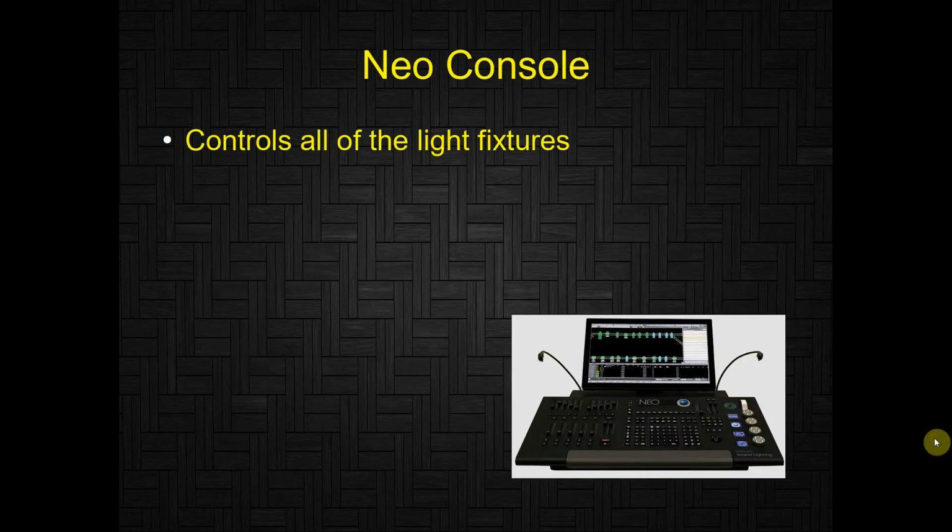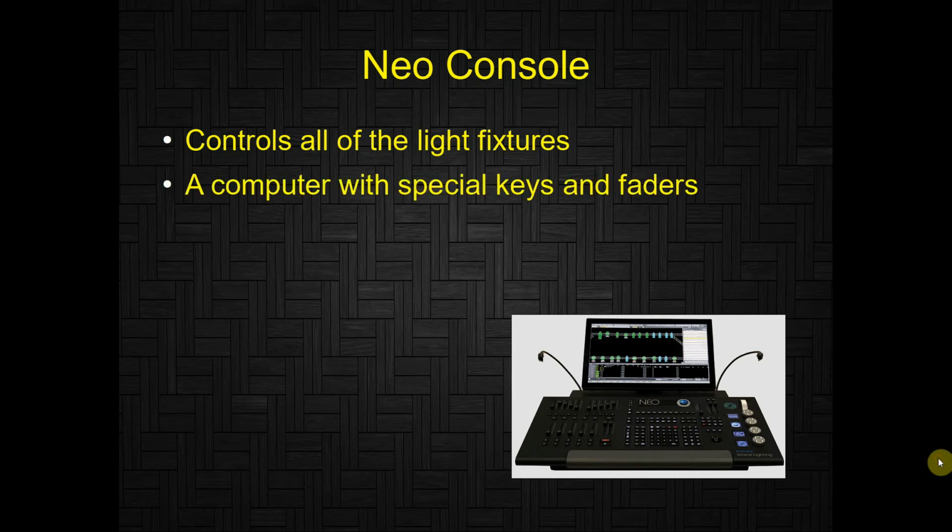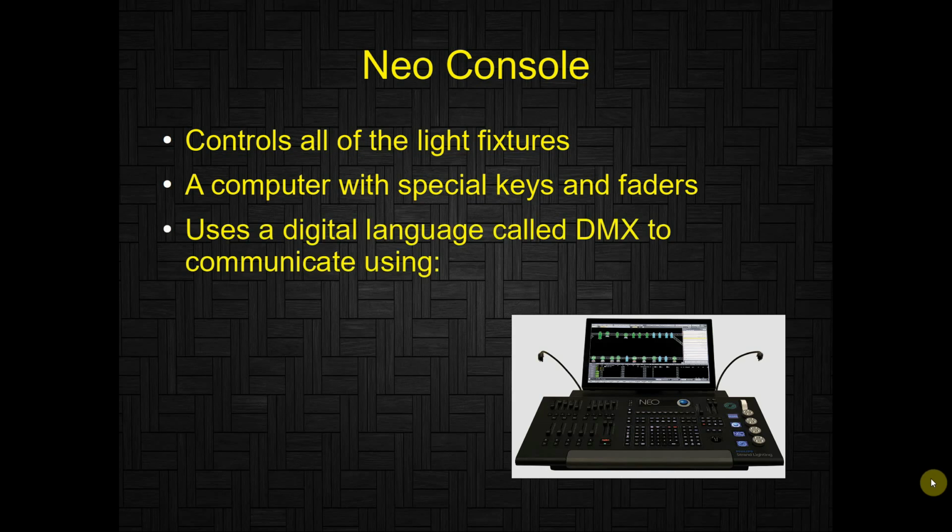So here's our console, and again this will be controlling all of the fixtures, both the conventionals and the intelligents. And it's basically a computer with special keys and faders built onto it that makes it a little bit easier to program, but at heart it is basically a computer that's sending signals to the dimmer rack and directly to the intelligent fixtures. Now, the language that it uses to send the signals is called DMX, which stands for digital multiplex. The information is sent out over a DMX cable.